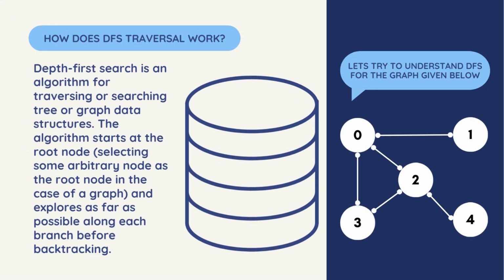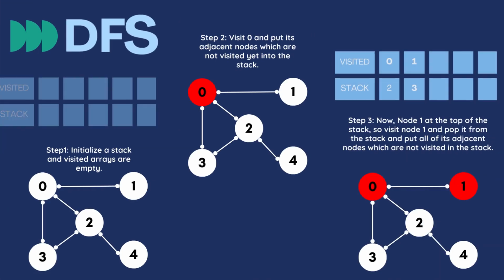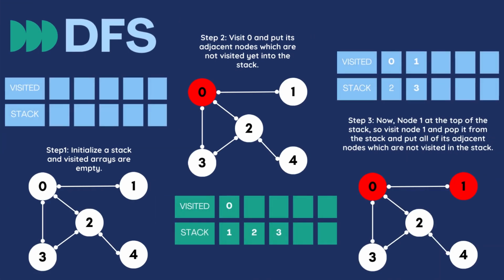But how does DFS traversal work? Depth first search is an algorithm for traversing or searching tree or graph data structures. The algorithm starts at the root node, selecting some arbitrary node as the root node in the case of a graph, and explores as far as possible along each branch before backtracking, which is what makes it different from BFS. Let's try to understand DFS for the graph given on your screen.